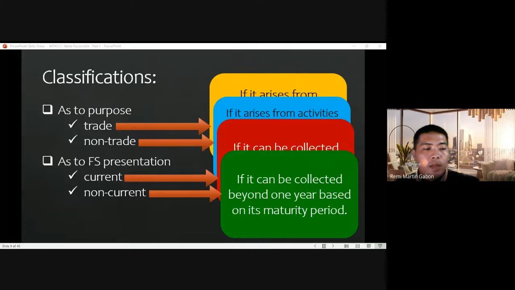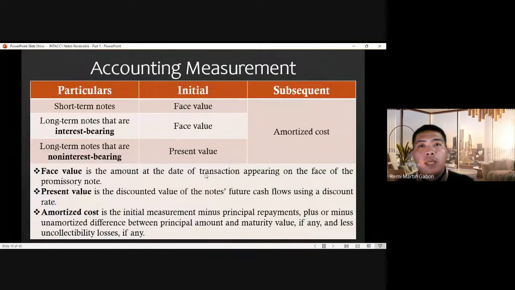So kindly raise hand if up to that point nahabol pa ako. Actually, that is for purposes of discussion lang. But for the entire accounting of the notes receivable, we are more concerned of the FS presentation and FS presentation, maturity, and being either interest-bearing or non-interest-bearing. Okay? Madali lang naman pag-classify as a trade or non-trade. Okay. So we move on with the accounting measurement.